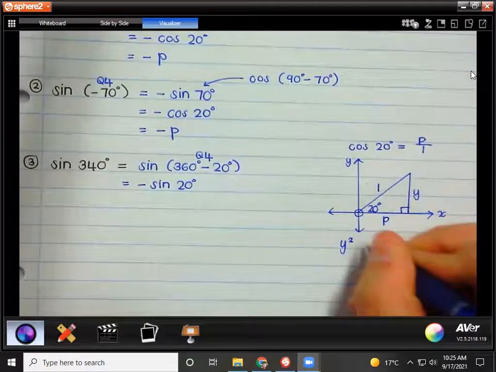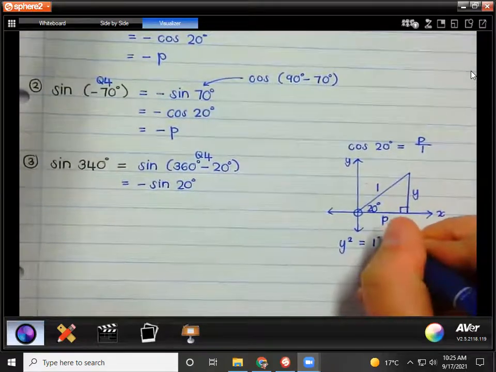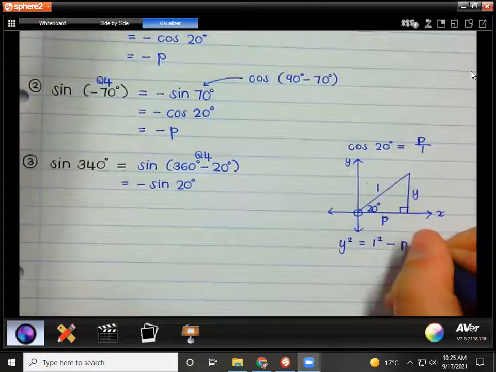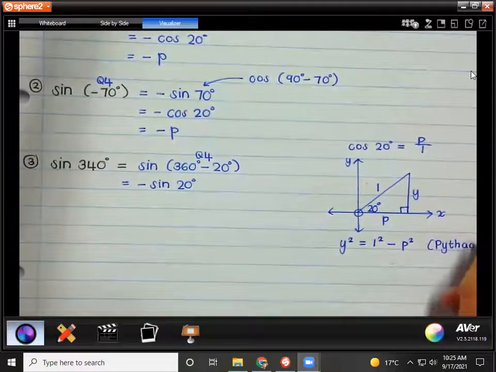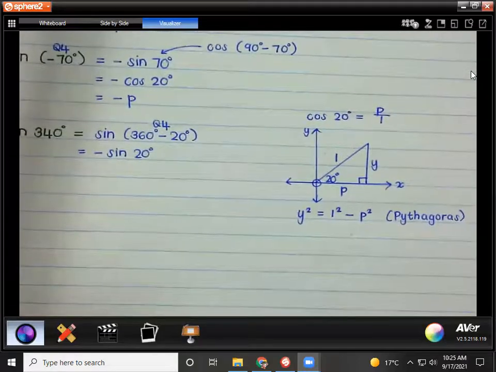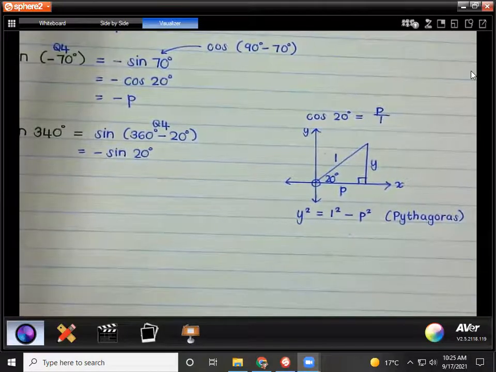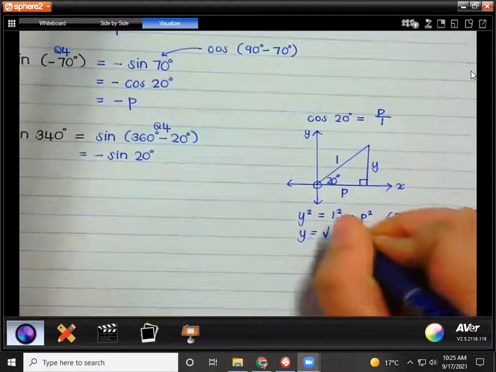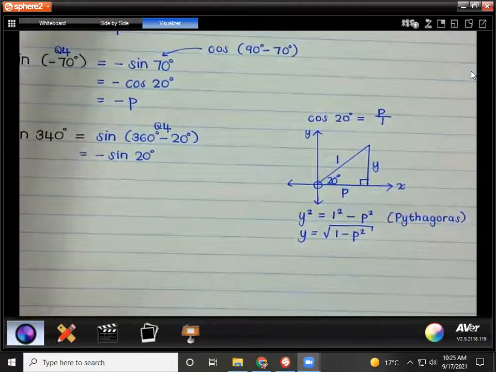So y squared is equal to hypotenuse squared, 1 squared, minus the other side squared, p squared. That's actually the same as 1 minus p squared, because 1 squared is just 1. And then what do I do to get rid of that square? I square root. So it's the square root of 1 minus p squared.